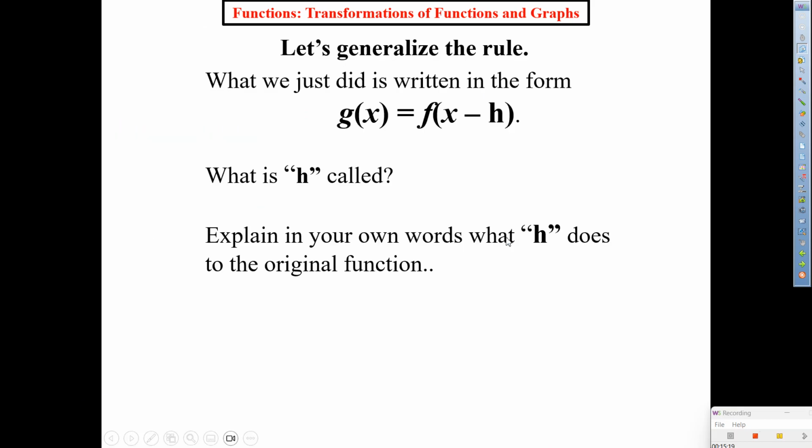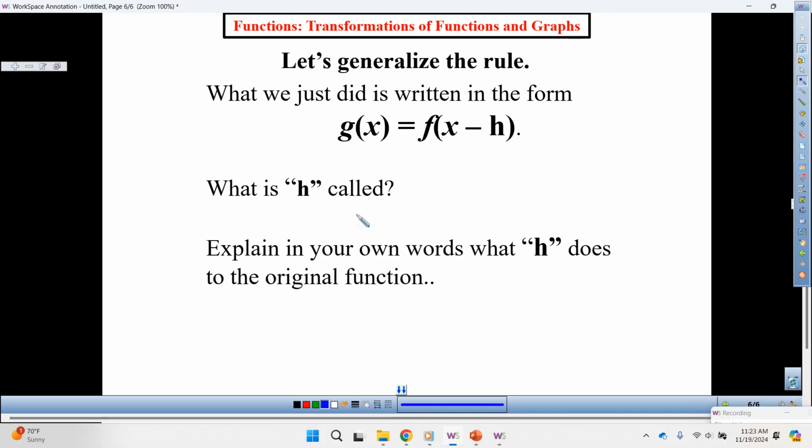All right. So, on your screen, here we go. Type it in. What is h called? Type it in there, please. And in your own words, what does h do to the original function? We just did the exercise right now. Focus, focus. I see the majority writing, and the majority of you wrote that h is called a parameter. That is correct. Why? Because it's a number that's changing the original function to something else.